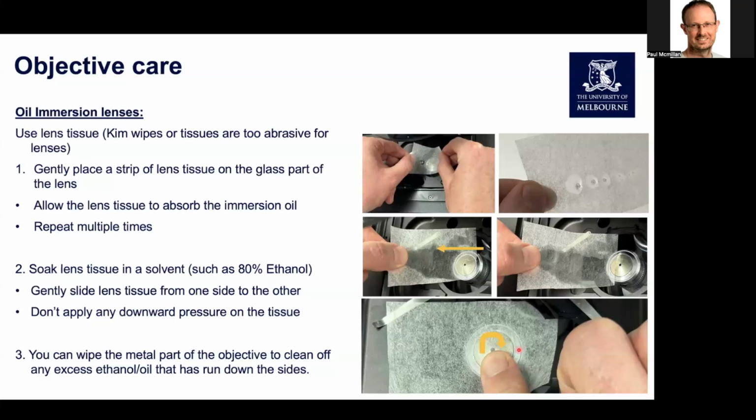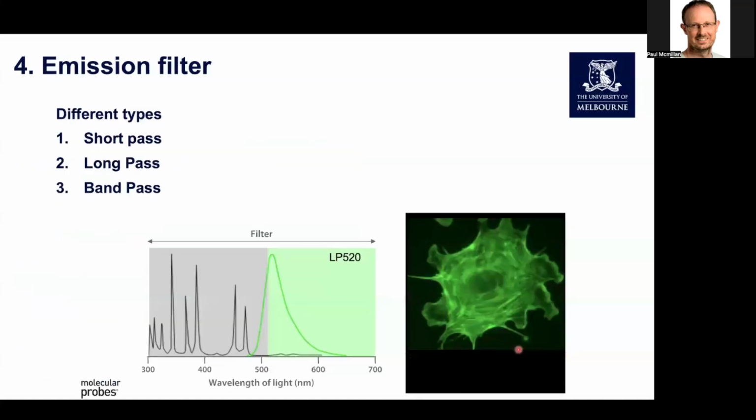All right, so if we remember, we're a photon, so we've gone through the excitation filter, we've hit the dichroic, we've gone through the objective, we've now excited the fluorophore in our sample, and we're collecting the emitted light that's gone back up through the objective, through the dichroic. The last thing it's going to hit before it gets to our eyes or the camera is the emission filter in the filter cube.